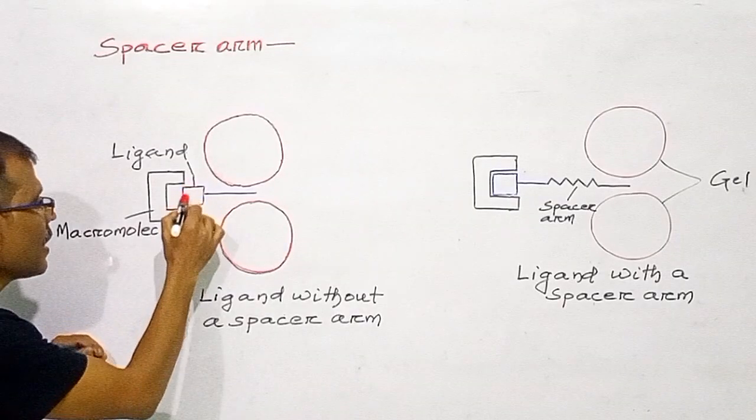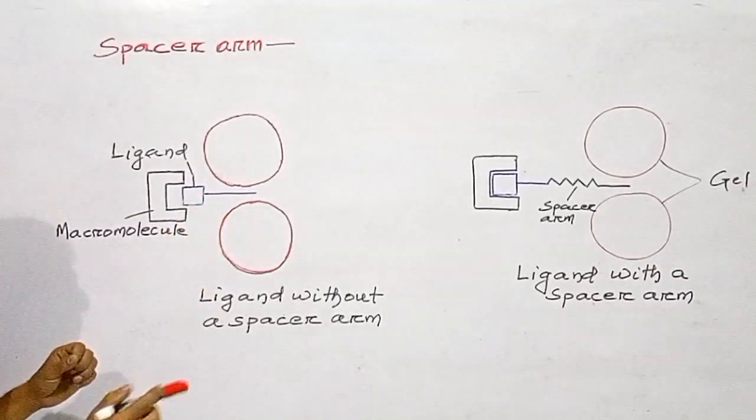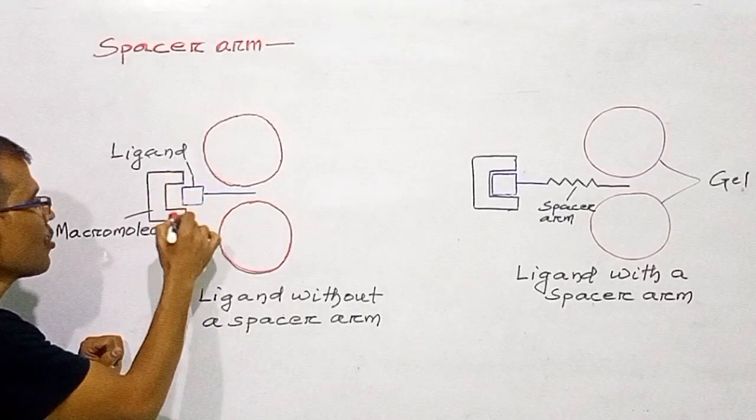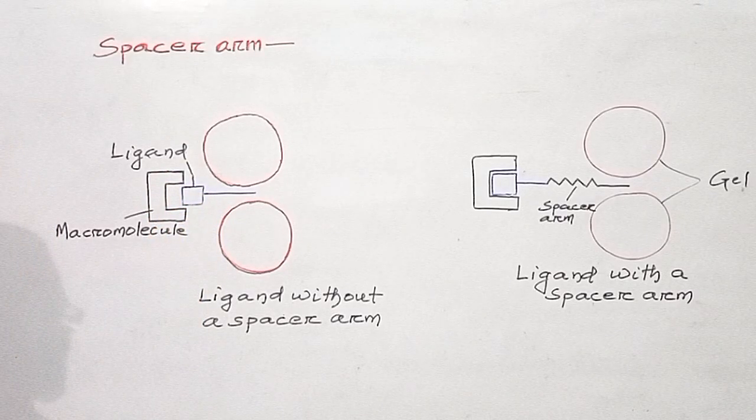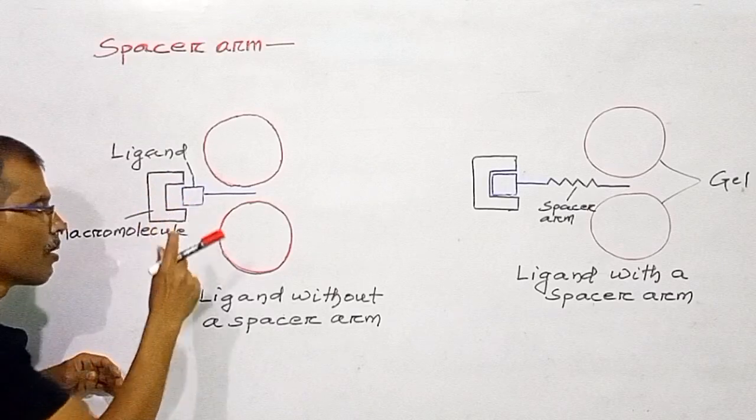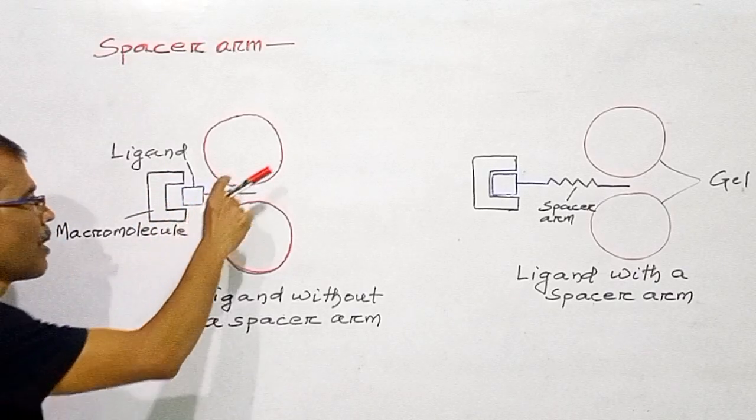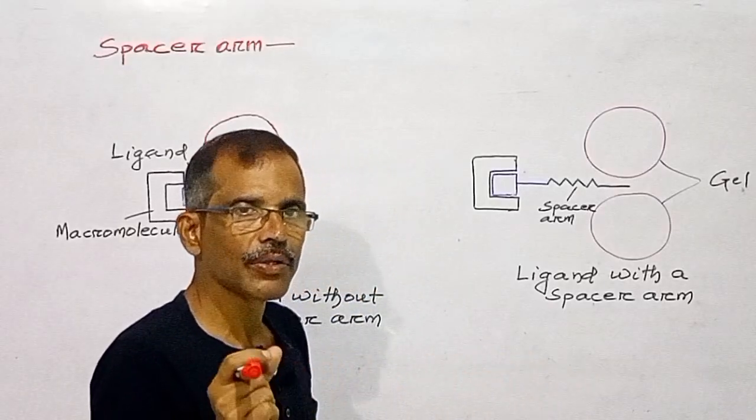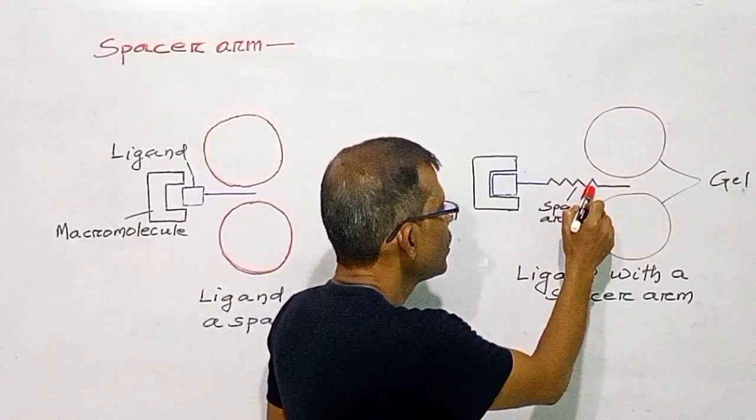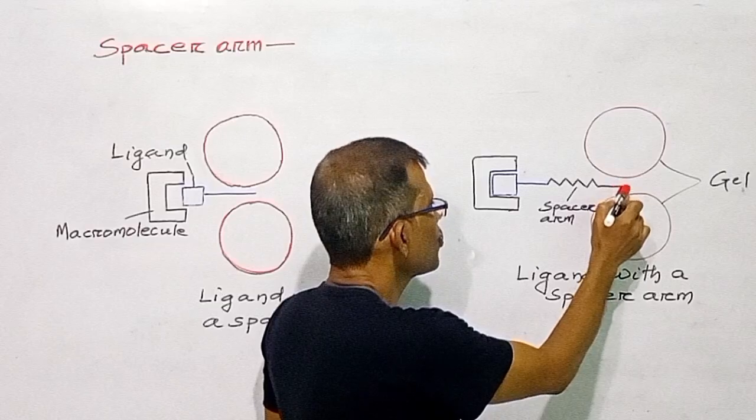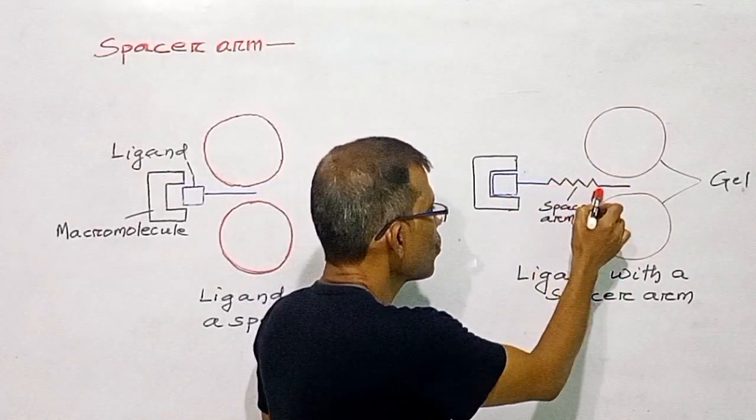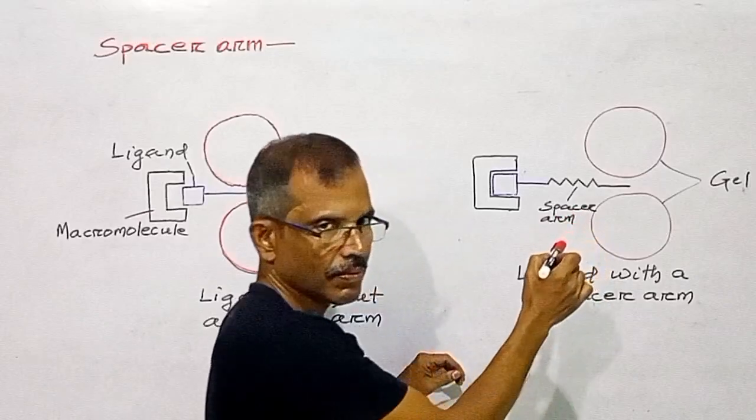When a ligand is directly attached to the activated groups of the supporting matrix, macromolecules might experience steric restriction, due to which they might not be able to adsorb onto the matrix. This difficulty is overcome by introducing a spacer between the matrix functional groups and the ligand. The spacer is known as the spacer arm.